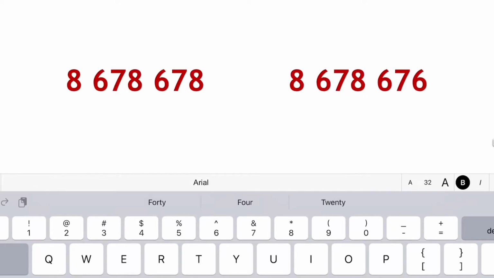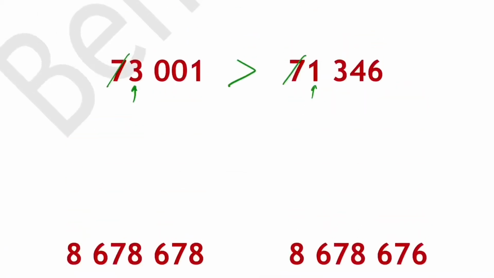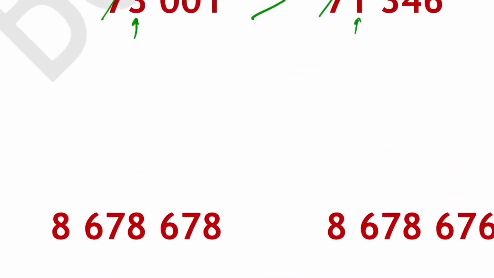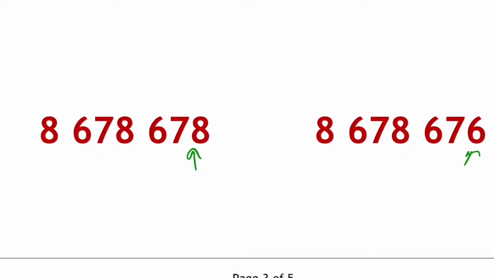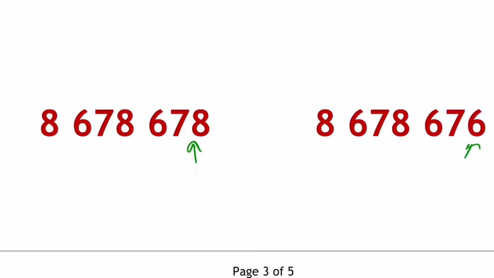You should observe that both numbers are having 7 digits and I can see that the first digit is the same and the next 3 digits are also the same and the next 2 digits are also the same, which means I can make a decision by looking at this 8 and this 6. I can make a decision in that manner, which means my left hand side is bigger. This is the sign. All the other digits are the same.